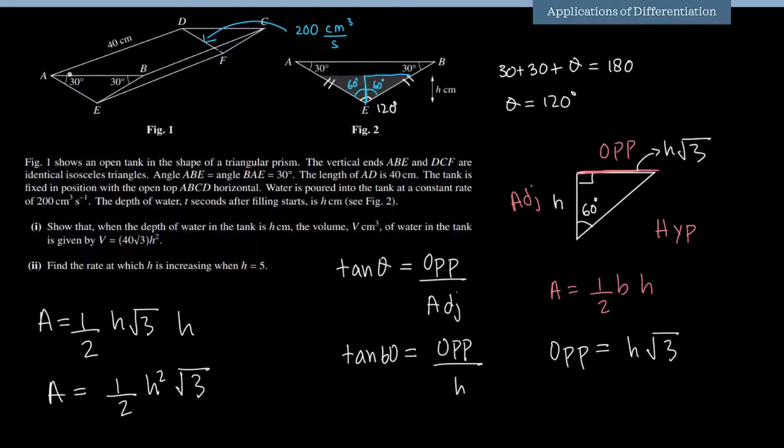This is the area of this part of the water. To find the area of this complete triangle, I'll multiply this area by 2. 2 divided by 2 is 1, and so the area of this side comes out to be h square root 3.